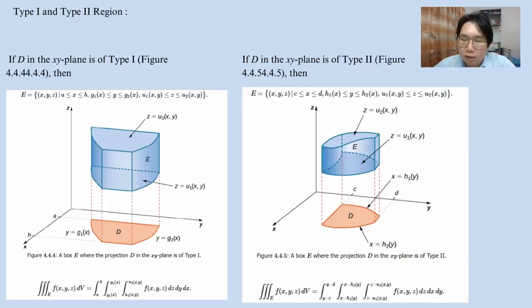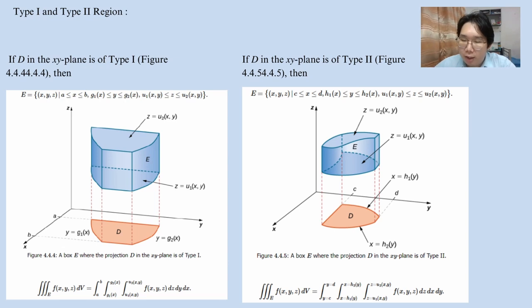And now let us come to the subtopic of identifying the type 1 and type 2 regions for the triple integral. If D in the xy plane is of type 1, as the figure shown below, which means that E equals {(x,y,z) | a ≤ x ≤ b, g1(x) ≤ y ≤ g2(x), u1(x,y) ≤ z ≤ u2(x,y)}, then this is a type 1 region, and the formula will be as shown below.